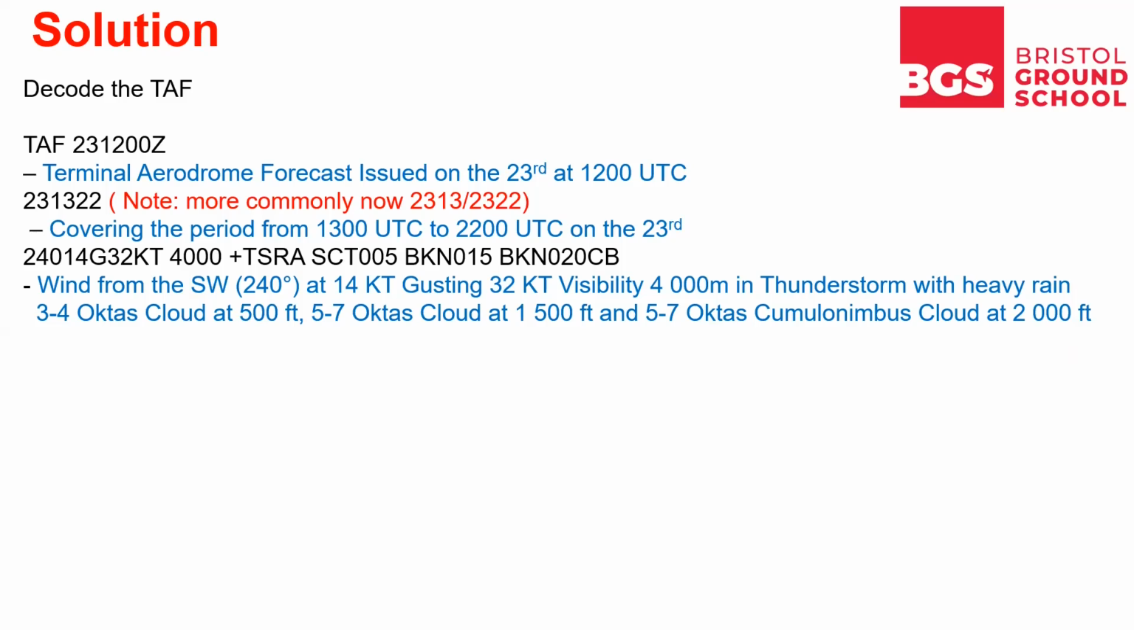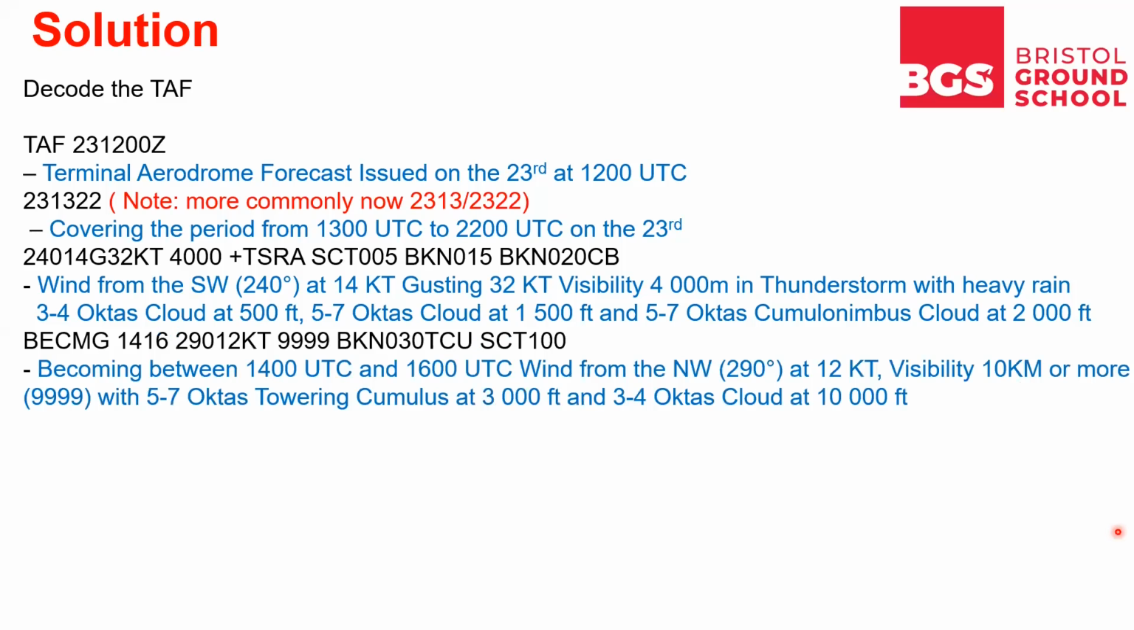So that's the initial weather, but then it says becoming 14 to 16. So it's becoming between 1400 UTC and 1600 UTC. The wind is veering to 290 degrees from the northwest at 12 knots. Visibility is now 10 kilometers or more, that's what 9999 means. Broken at 3,000 feet, 5 to 7 oktas, with towering cumulus, TCU, and 3 to 4 eighths, or scattered cloud, at 10,000 feet.